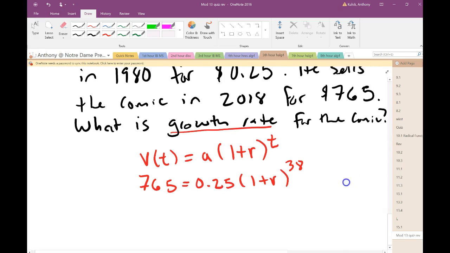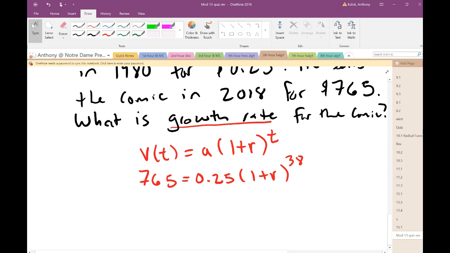Okay. So how am I going to solve for R? What's the first thing I should do? Good. Divide by 0.25. When I do that, I get 3060.